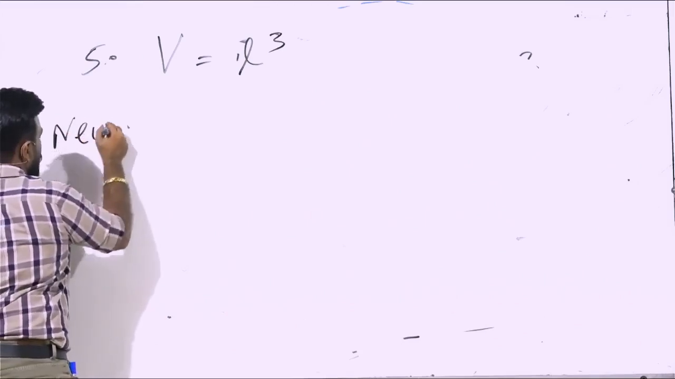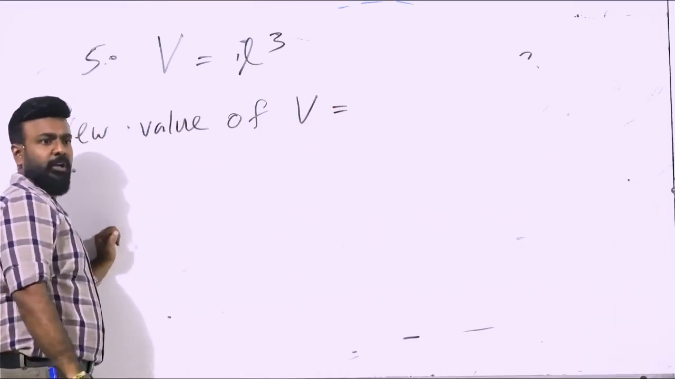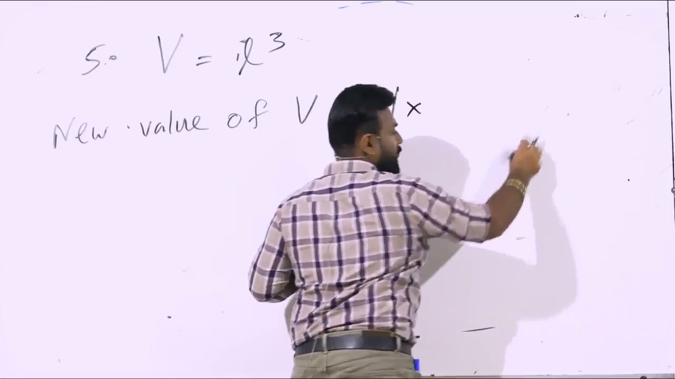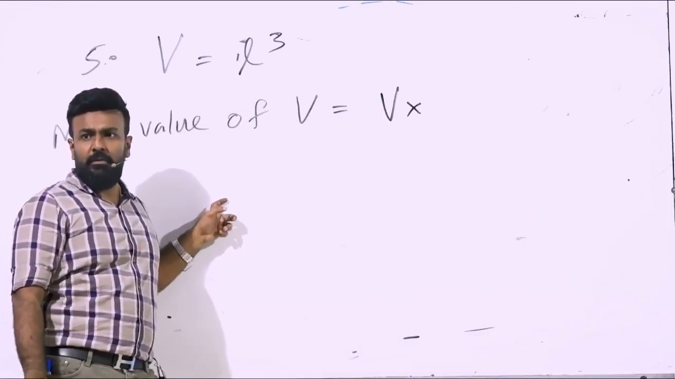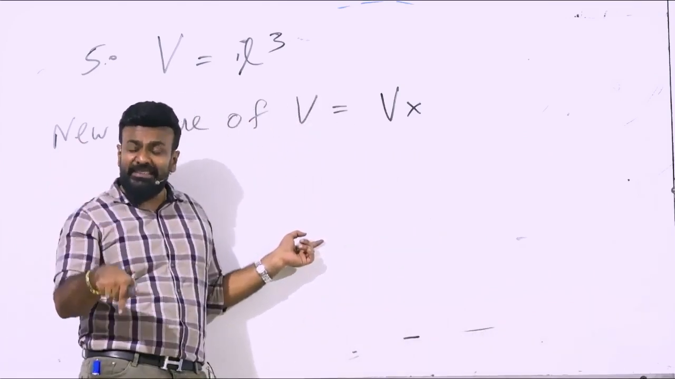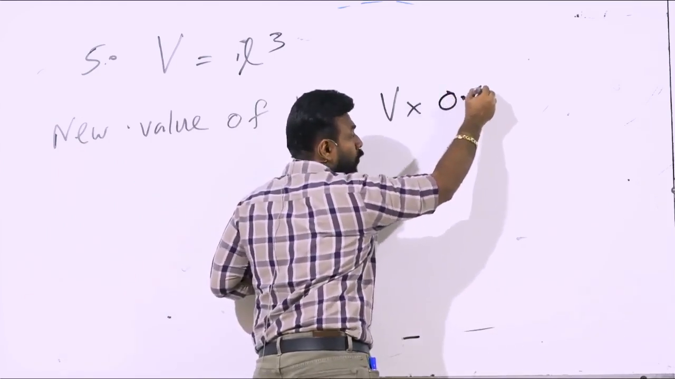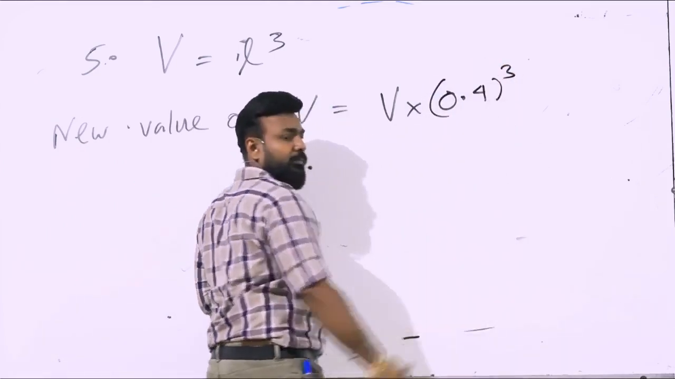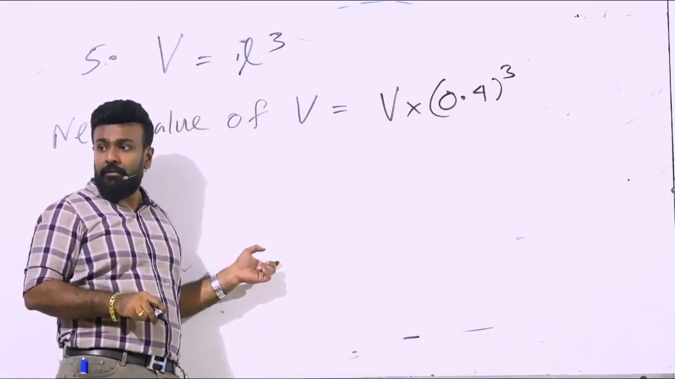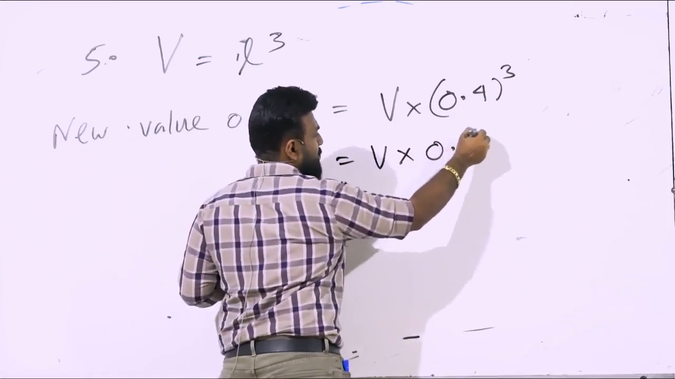New value of V. Initial value into... right? What is the new value? Decrease by 60%. It should be multiplied by what? 0.4, to the third power. Can you understand? Decrease by 60. So this gives V into 0.064.